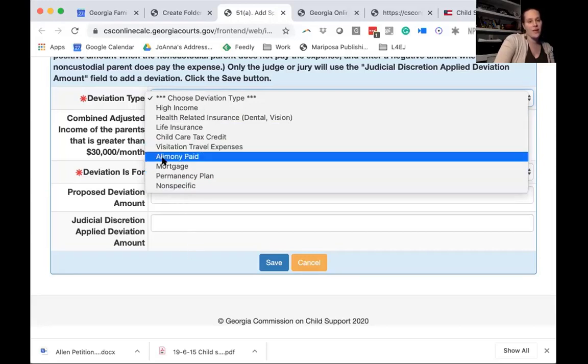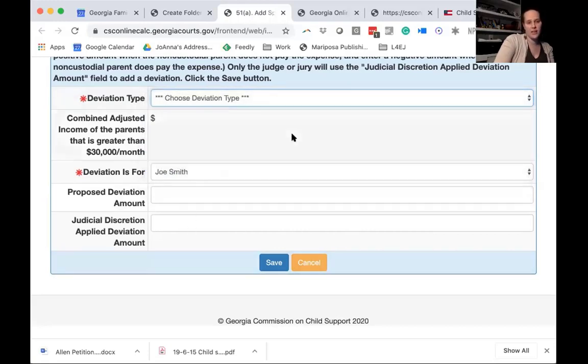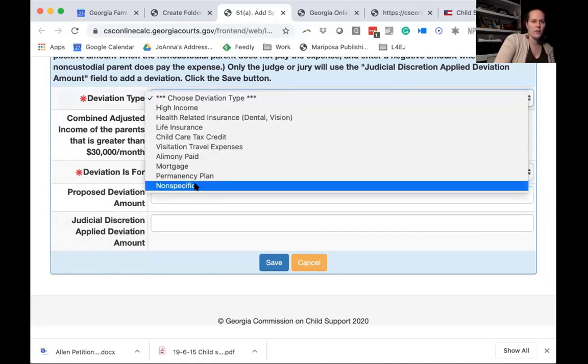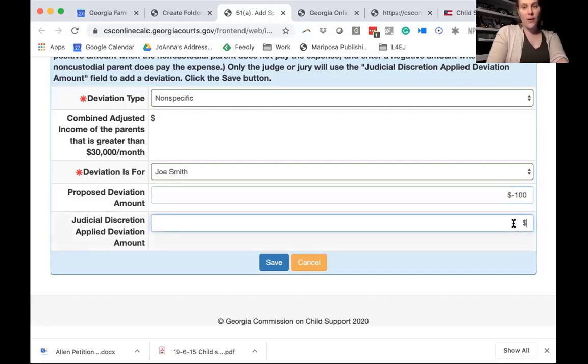I have never, for example, seen somebody take a mortgage deviation. I've never seen that actually go into the worksheet, so I'm just going to go ahead and do a non-specific deviation. If it's a decrease, it needs to have a negative sign here. And then you also have to type it here into the judicial discretion applied amount. If you only put it in the proposed amount, it's not going to show up on the worksheet. You have to put it here too. And if you want it to be a decrease, it has to be negative or it's going to show up as an increase. Does that make sense?